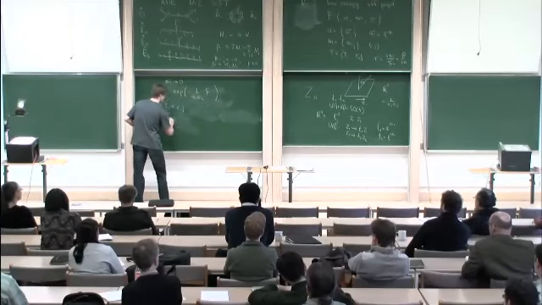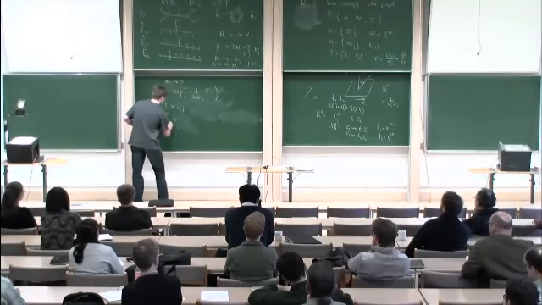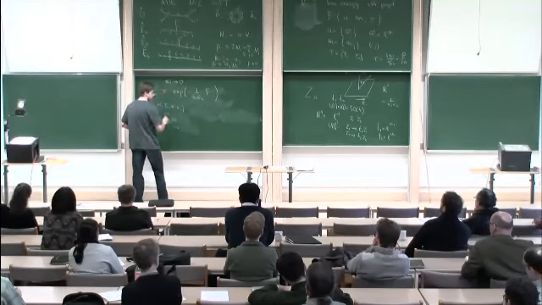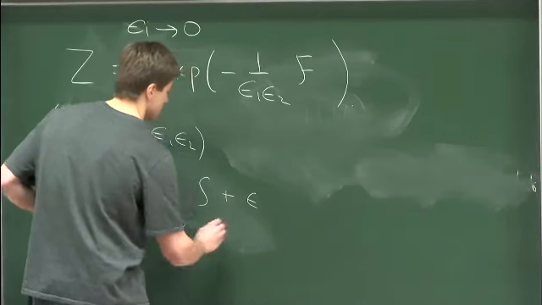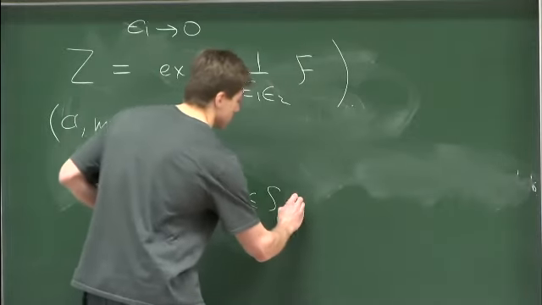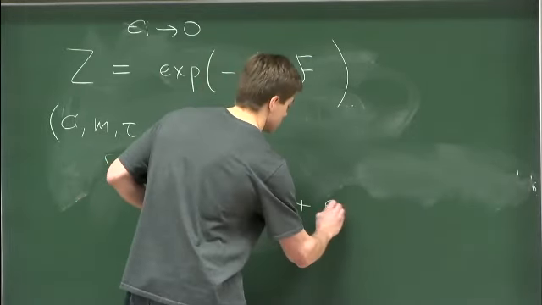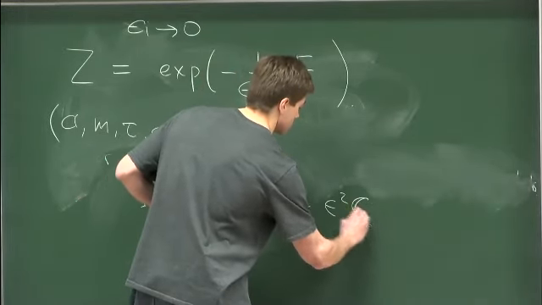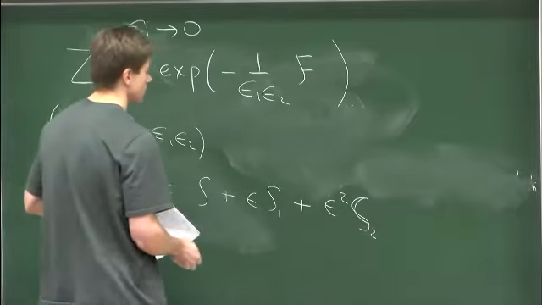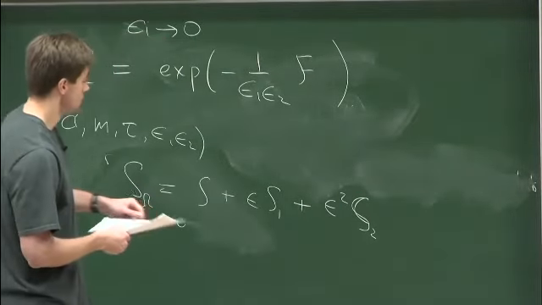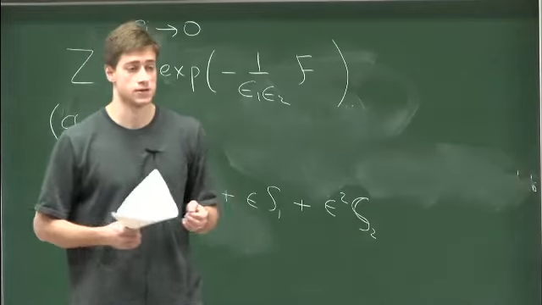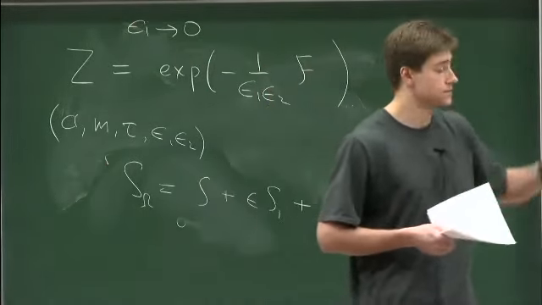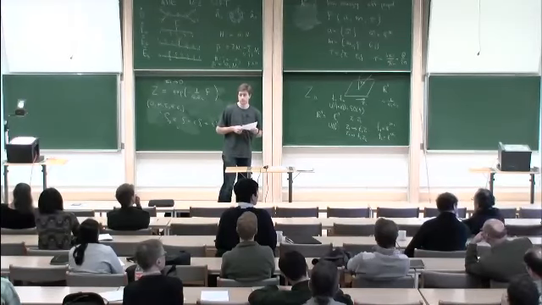So I wouldn't write explicitly the action, but schematically the action in the omega background is the original action plus some correction of the order epsilon plus some correction of the order epsilon squared. And those terms of the order epsilon squared effectively confine the theory to a box of size 1 over epsilon 1, epsilon 2. Okay.